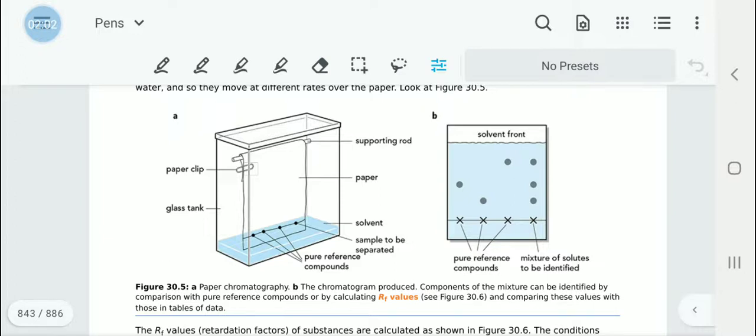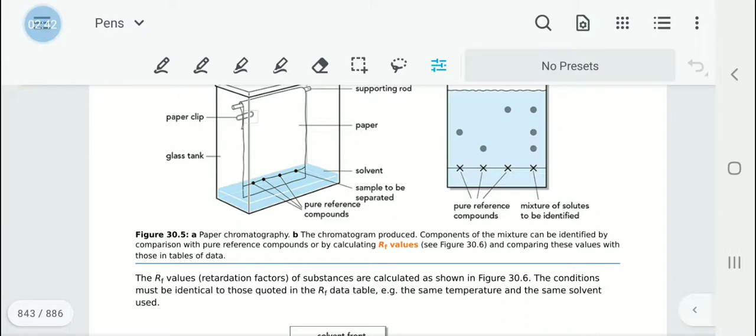Here, as you can see, there is a paper chromatography tank. The chromatogram that is produced is what we see in the second one. Then we compare the pure reference compounds by calculating RF values, and we use those references and comparisons to identify what is there.